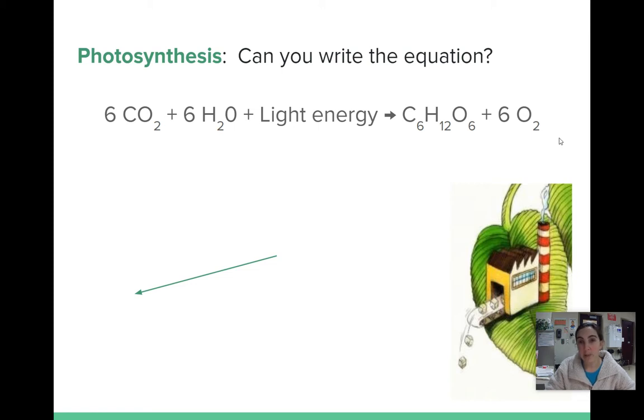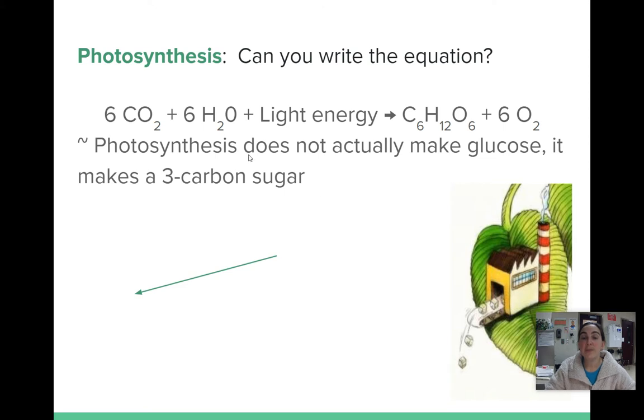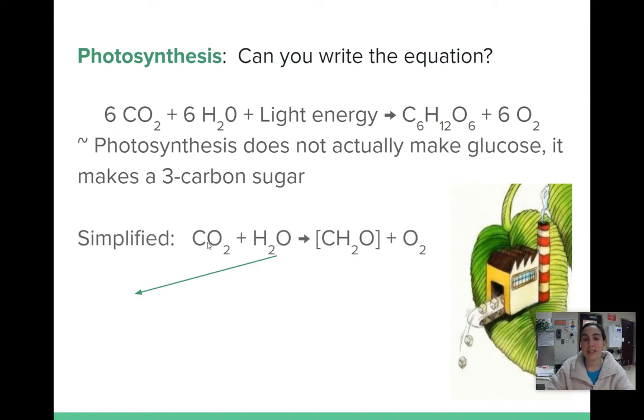One little caveat with this is how we write the equation for this reaction. The process of photosynthesis doesn't directly make glucose. That's actually kind of a step beyond the actual reaction of photosynthesis. It makes a 3-carbon sugar that's kind of a precursor to glucose. In general, you can think of this as kind of a simplified equation. For every carbon dioxide and water molecule, we make just a generic carbohydrate.